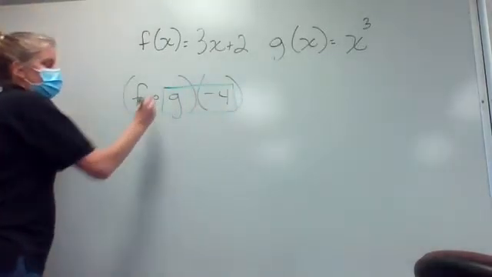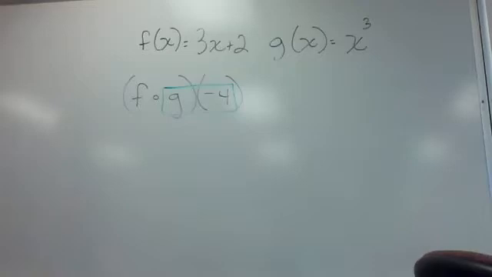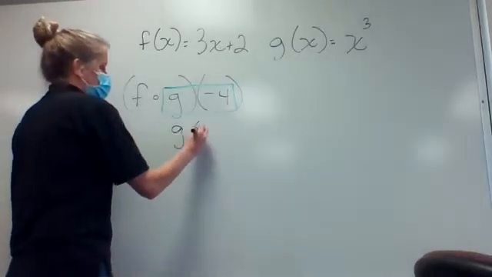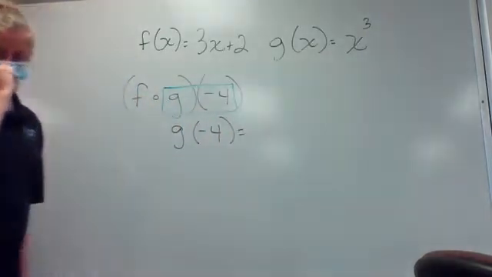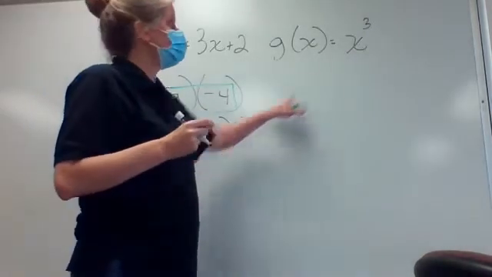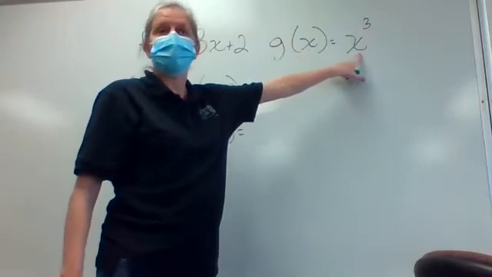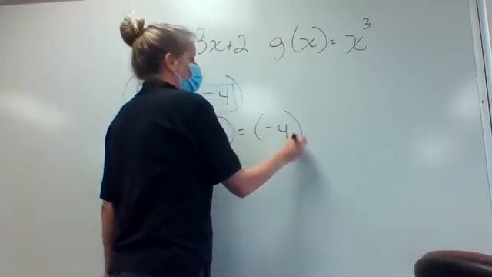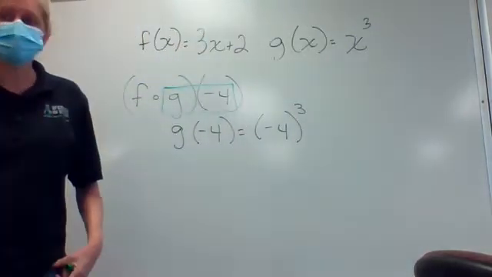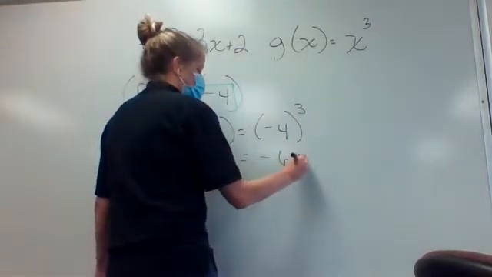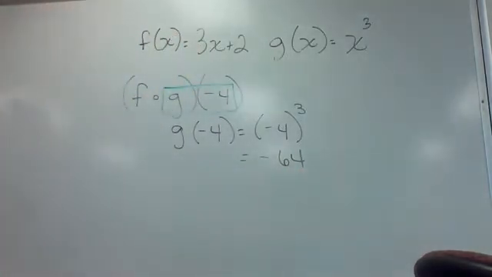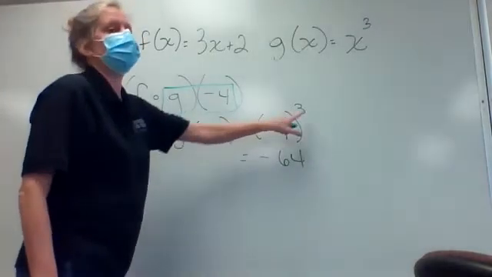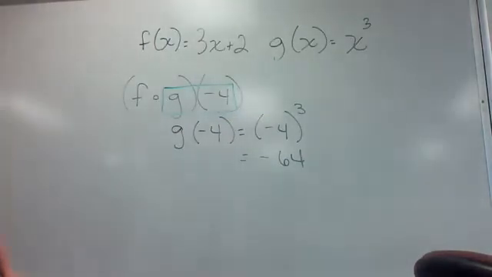So again, that's what you're finding first. So G of -4. I'm going to G, replacing its x with -4. So -4 to the 3rd gives me -64. If what you're cubing is negative, and that exponent is odd, then it'll stay negative.